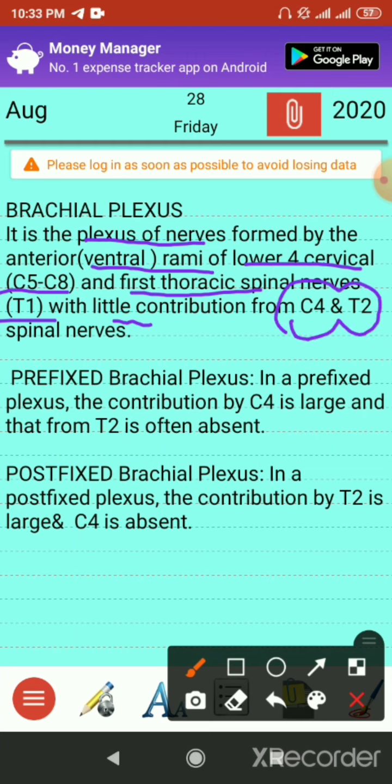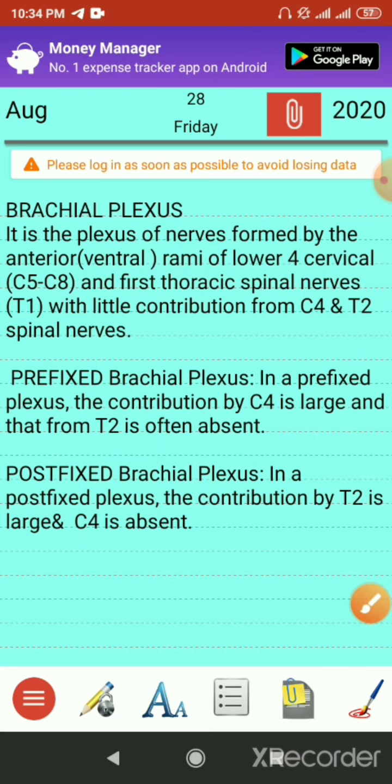So what is it? It is a plexus of nerves which are coming from the ventral rami of the lower four cervical spinal nerves, that are the C5, C6, C7 and C8 spinal nerves, and first thoracic spinal nerve, that is the thoracic 1 spinal nerve, and some little portion coming from cervical 4 and thoracic 2 spinal nerves.